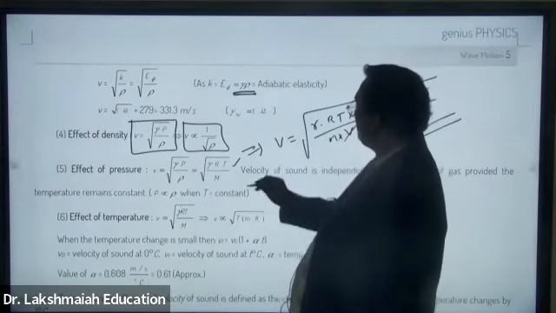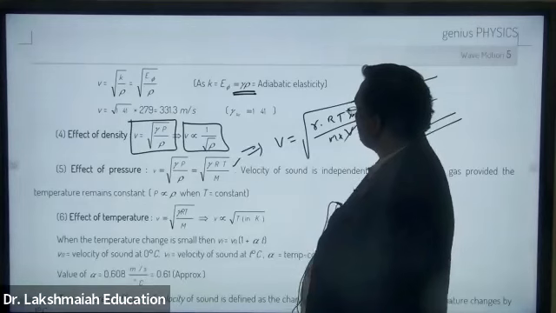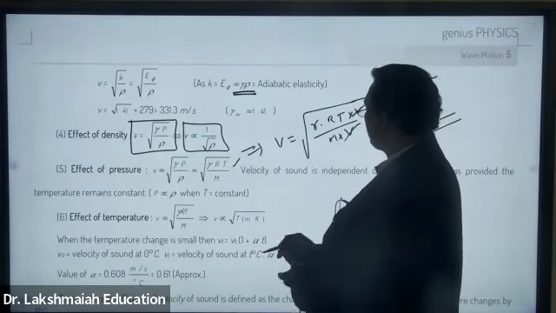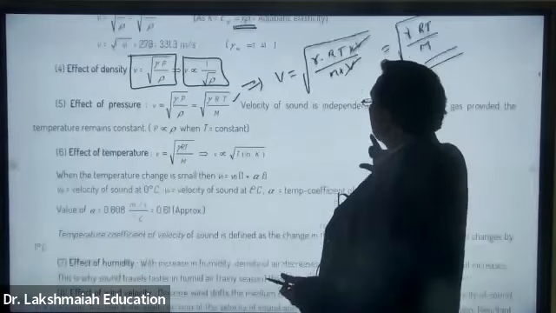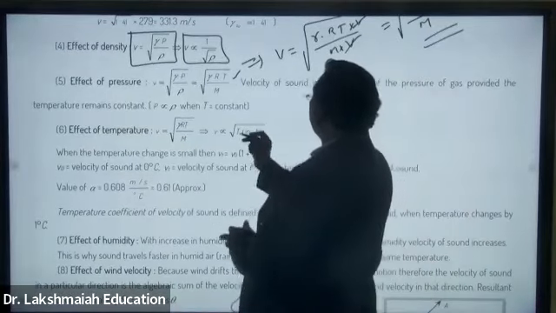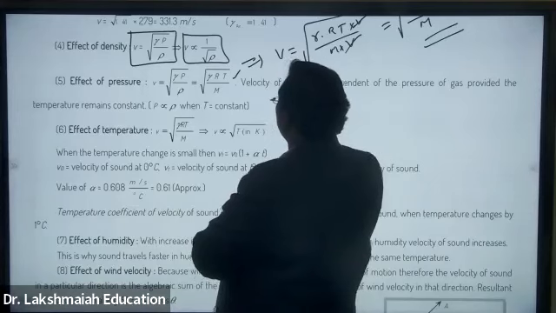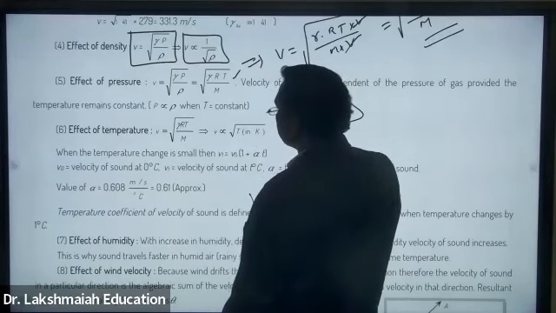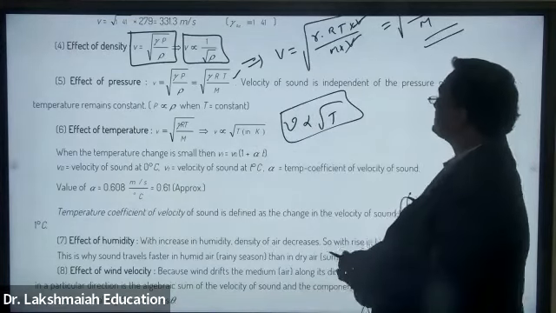So this is the velocity equation. Next, in temperature, gamma RT by M, you take T. So V is proportional to root T in Kelvin. So velocity of sound is directly proportional to the square root of the absolute temperature. Any doubt? Please ask me.